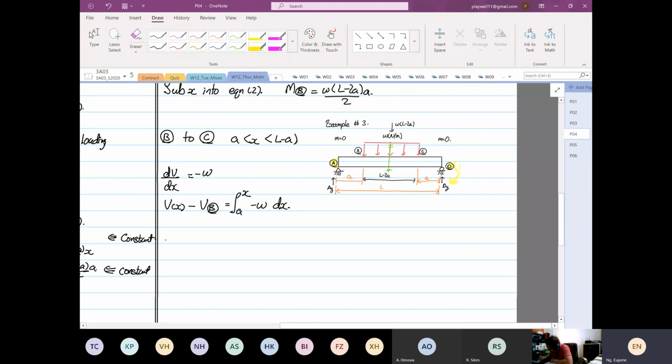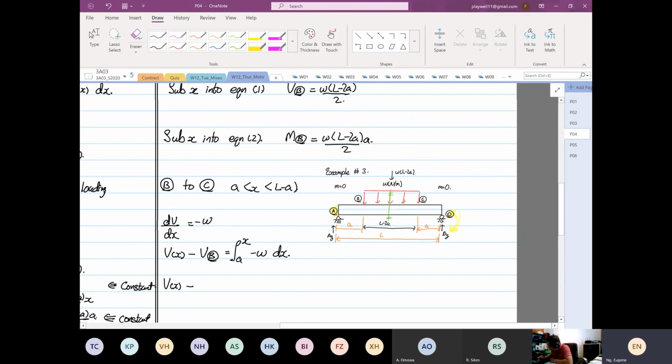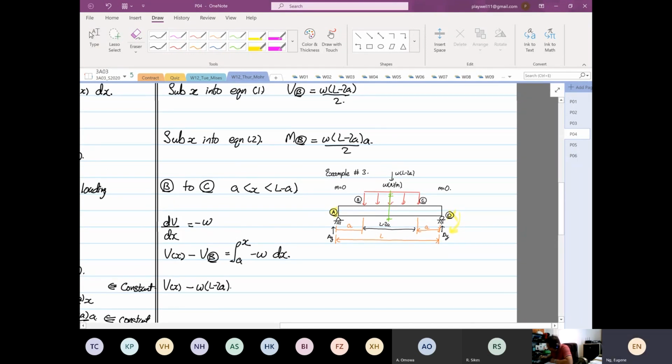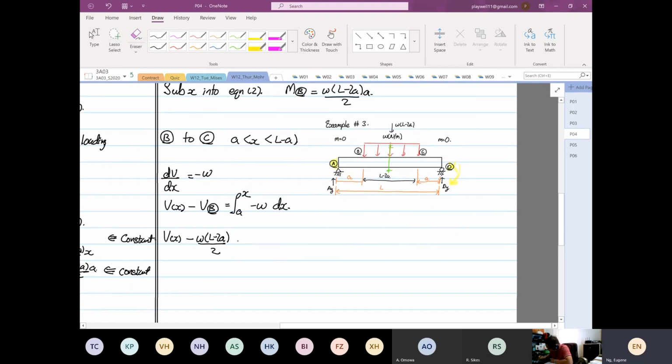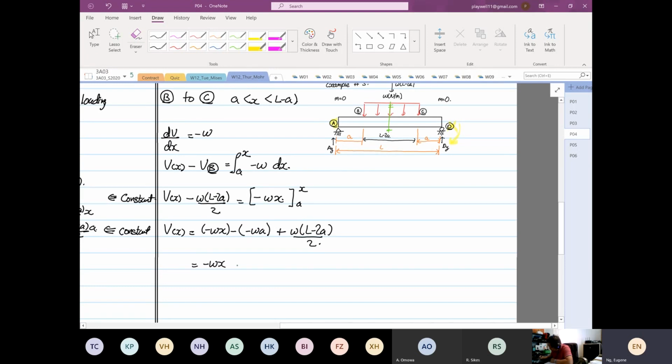So from here, you know that V as a function of X, minus VB, so we know what our VB is, ω(L - 2A) divided by 2. So then over here is equal to minus ωx, bounded by A and X. So you have V as a function of X equal to minus ωx minus minus ωA plus ω(L - 2A)/2. Okay, so we simplify things. Minus ωx plus ωA plus ωL over 2 minus ωA. So you can get rid of this.